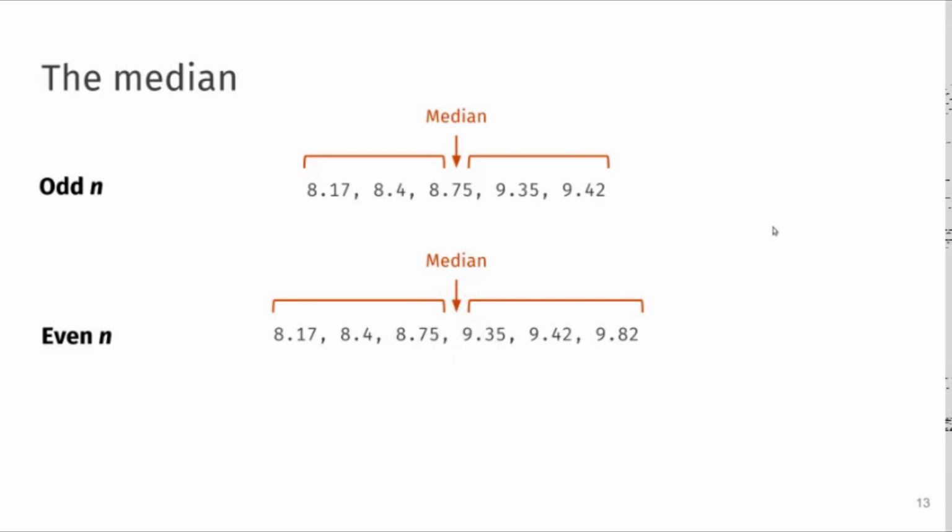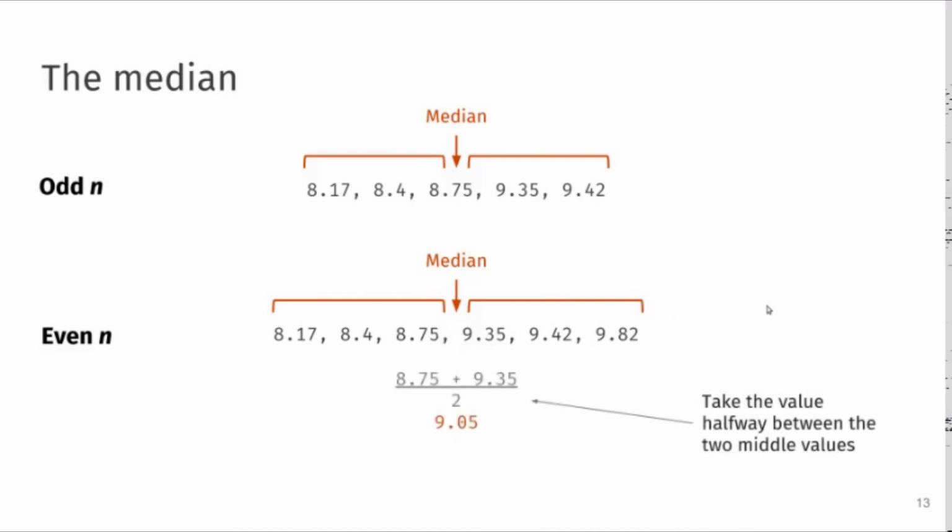It's somewhere in there. So in practice, any number between those two values could technically count as the median, but as a rule of thumb, what we do is just take the value that's halfway between those two middle values. So we say 8.75 plus 9.35 divided by 2, and we've got our median. It is 9.05, which seems like a fair way of dividing the data that we have into two equal sized groups. A lower group down here and an upper group up there.